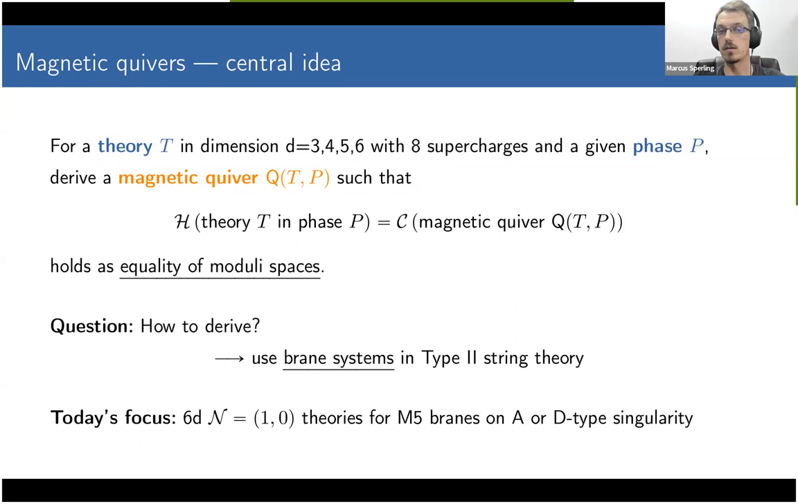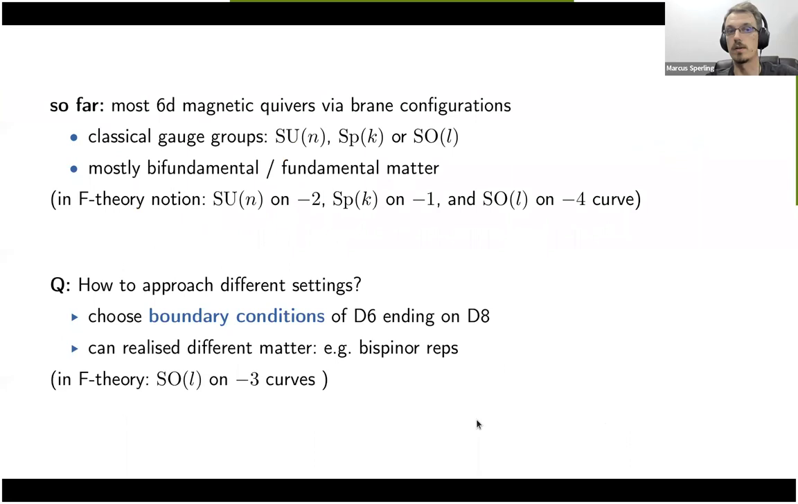And here, the starting point is actually that we use brane systems in type II, similar to essentially the generalizations of the Hanany-Witten setups from '96. And today, I'm going to specifically focus on 6D N=(1,0) theories, for the theories that are derived from M5 branes on A and D type singularity. So what is the status of these 6D theories?